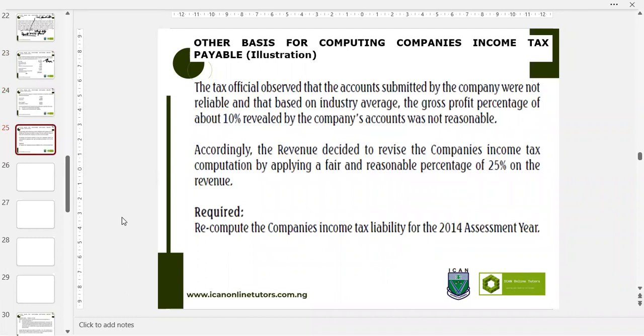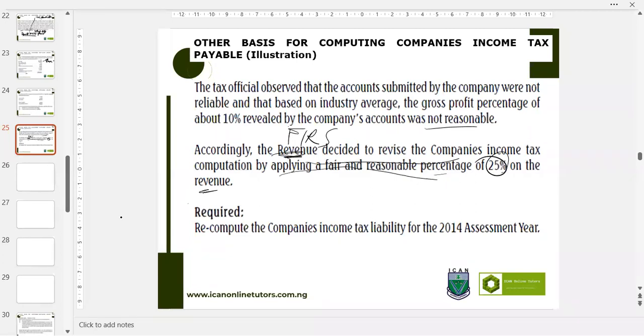So the tax official observed that the accounts submitted by the company were not reliable, and that based on the industry average, the gross profit percentage of about 10% revealed by the company's accounts was not reasonable. Accordingly, the revenue decided to revise the company's income tax computation by applying a fair and reasonable percentage of 25% on the revenue. So the revenue here is referred to as the Federal Inland Revenue Service. You can see that the R started with a capital letter R, so it's not the same as revenue as in sales.